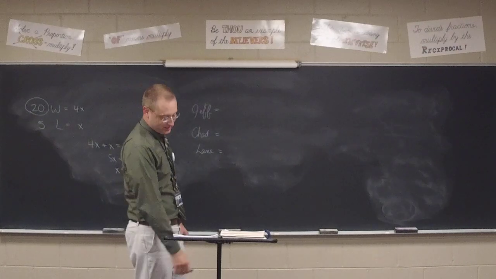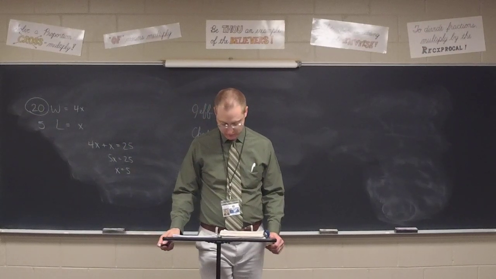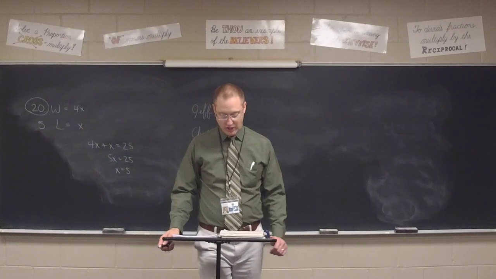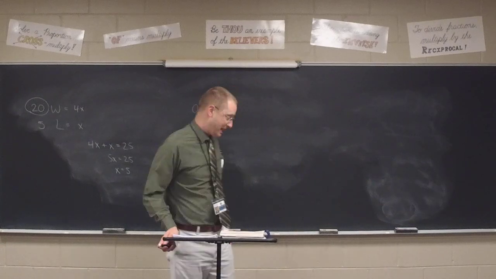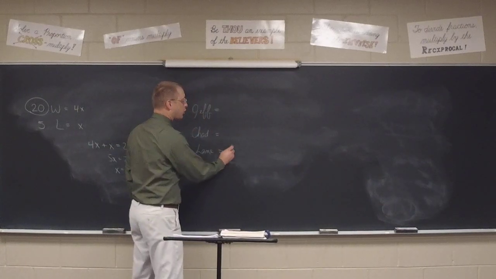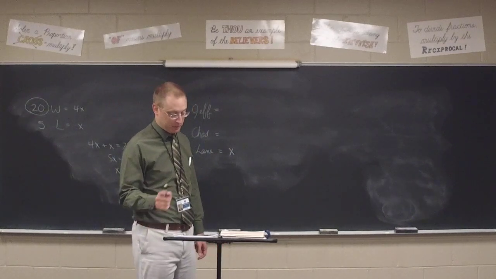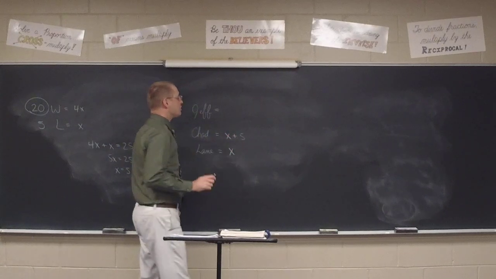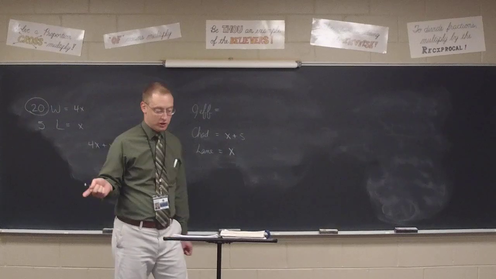And who gets to be x? Lane. Why? Because it goes back to Lane. Jeff ate so many more than Chad, who ate so many more than Lane. It ends up coming back to Lane. Okay? Who is defined in terms of Lane? Chad. How do I represent Chad? x plus 5. Okay? Jeff, though, is not defined in terms of Lane. Jeff is defined in terms of Chad.